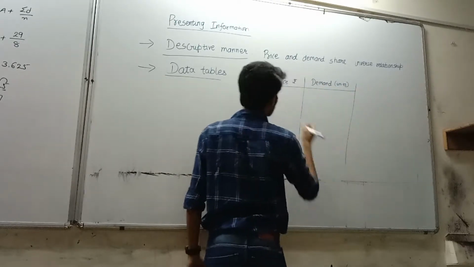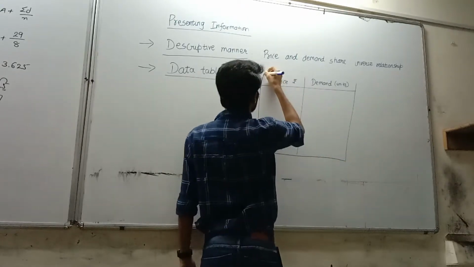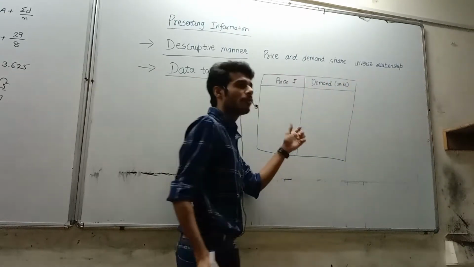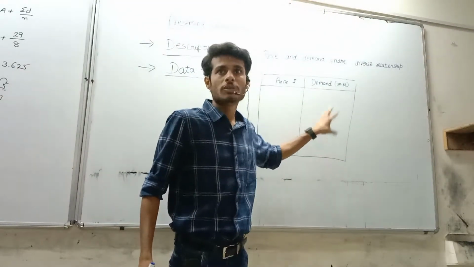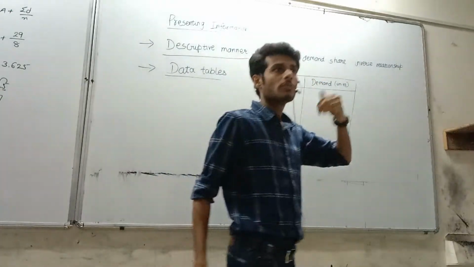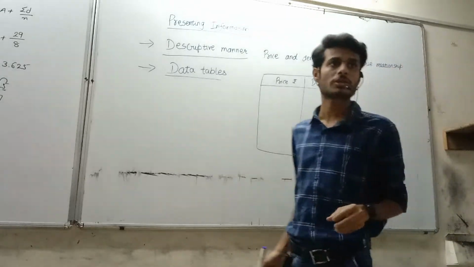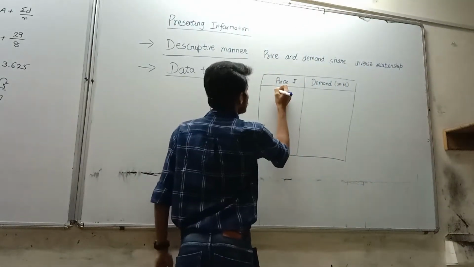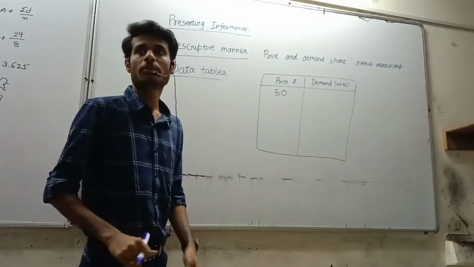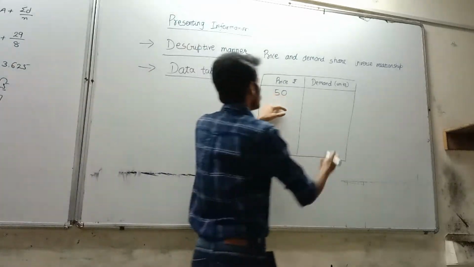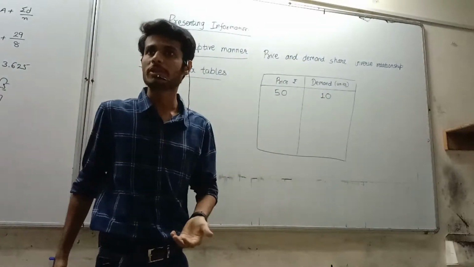Let us assume that these are the prices of milk pouches and the demand of milk pouches in units. Everyone knows what a milk pouch is. Those are the pouches, right? So supposedly say that the initial price of a milk pouch was 50 rupees per pouch. Price is too high, so the demand was comparatively less. Not everyone could afford this, right?